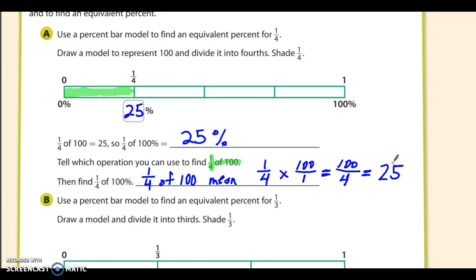So I guess we never really even wrote that. So I think what I'm going to do is erase this part right here and write it as multiplication. What's the operation? It says right here, tell which operation. It's multiplication. It's 1/4 times 100. 25. Okay, moving on.